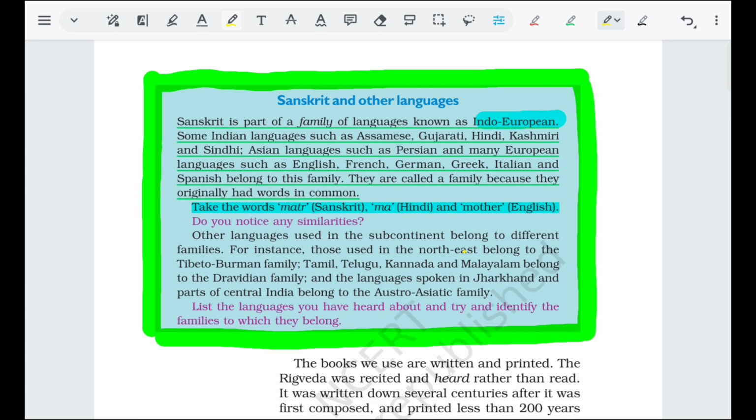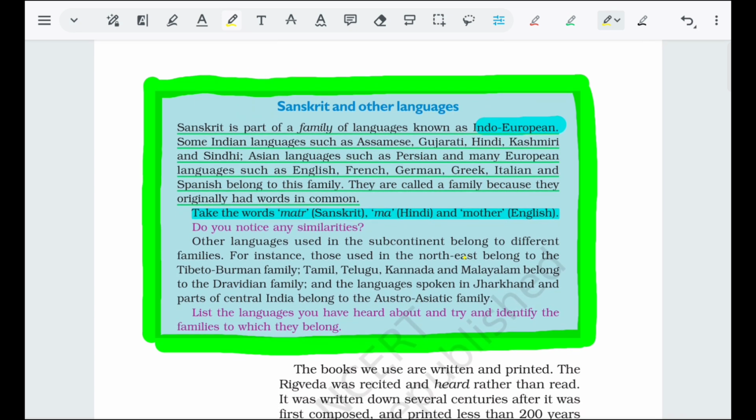So let's dive into the next topic, that is Sanskrit and other languages. Here the languages are very important, and Sanskrit belongs to the Indo-European family of languages. Some Indian languages, such as Assamese, Gujarati, Hindi, Kashmiri, Sindhi, and Asian languages such as Persian, and many European languages such as English, French, German, Greek, Italian, and Spanish belong to this family. So Indo-European is a big family of languages. They are called a family because they originally had words in common. For example, matra in Sanskrit, ma in Hindi and mother in English all have the same meaning and similar sounds.